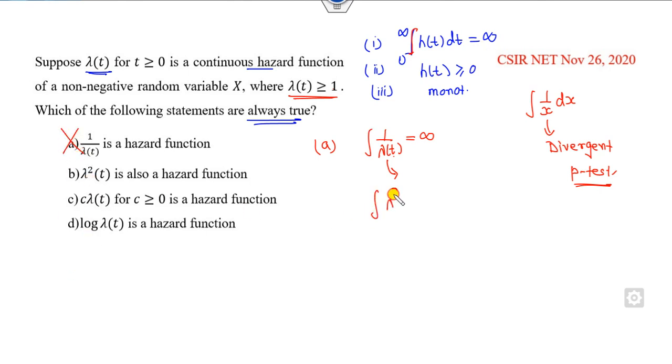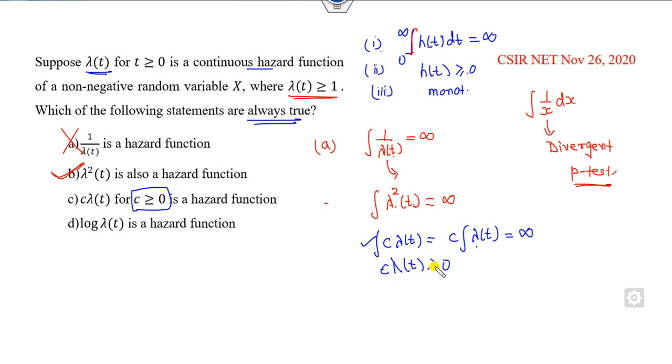Lambda square. Fine. So now it clearly says that if h is greater than 0, it is also greater than 0. Integration of h is there, so this is also infinite. H is monotonic, or lambda is monotonic, so this is also monotonic. So this is a correct option. Look at C. C times lambda of t, because C is a constant, so I can take C outside. So this property holds already, so infinity times c is infinity, the first property holds. If lambda of t is greater than 0, c is a positive number, so c times lambda is also greater than 0. If it's monotonic, c is a positive number, so monotonicity is preserved.